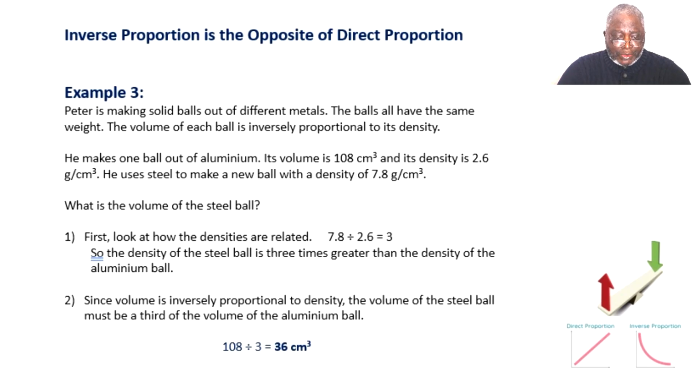Okay, and then secondly, since volume is inversely proportional to density, the volume of the steel ball is 1/3 of the volume of the aluminium ball. 108 divided by 3 is equal to 36 cubic centimeters.